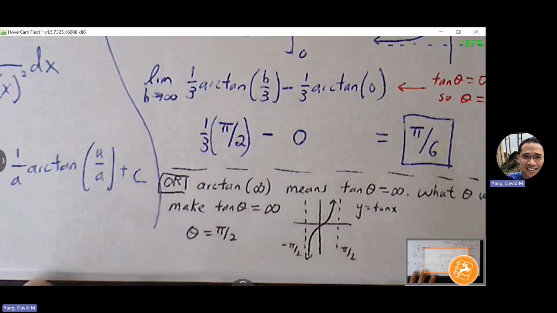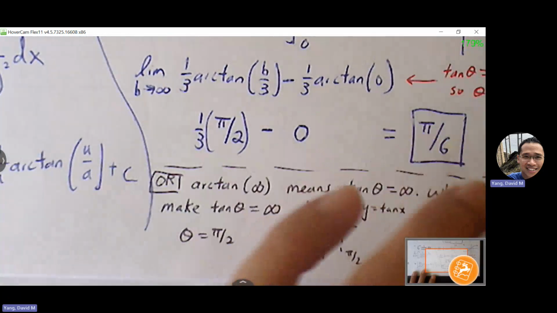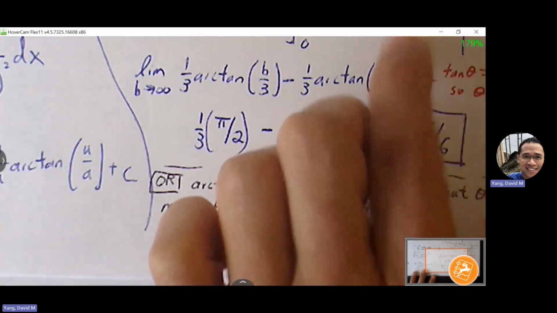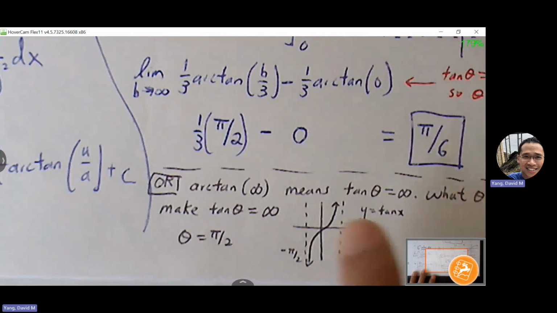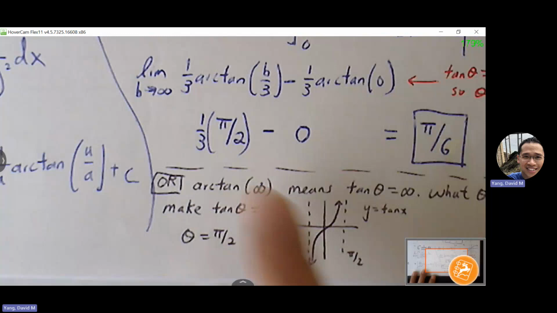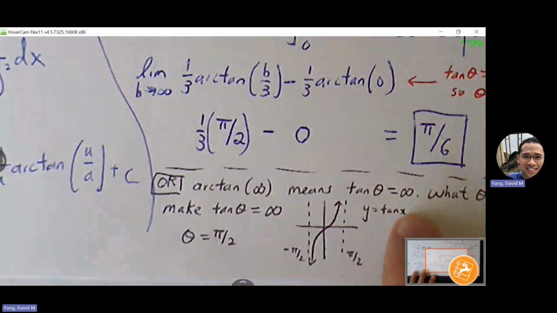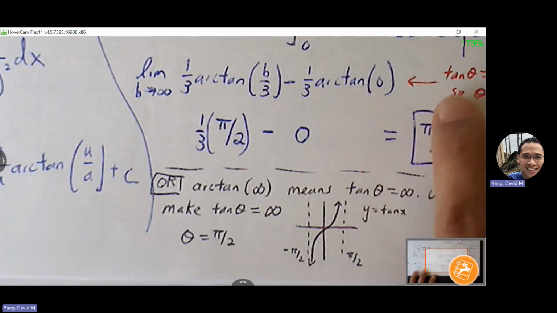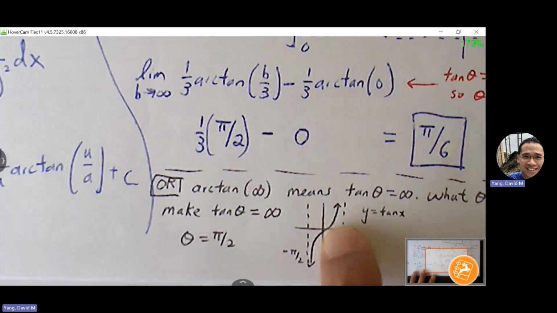So I just want to give you another way of thinking about this problem without feeling like, oh, I have to have my arctangent graph figured out to evaluate that. I can also look at it from the tangent's perspective if I convert that arctangent to, oh, that's just tangent of theta equals infinity. Same thing here. Arctangent of 0 means tangent of theta is equal to 0. What theta will allow tangent to be 0? And the answer is 0.